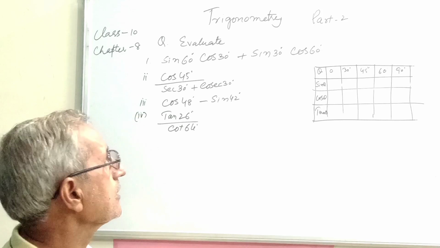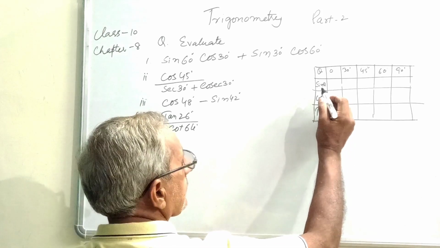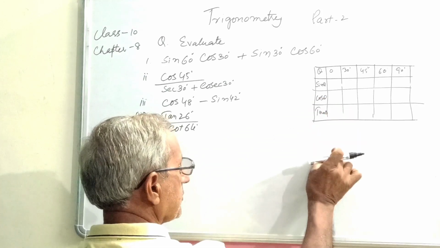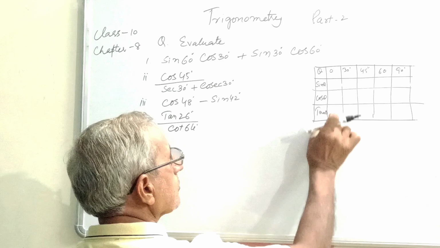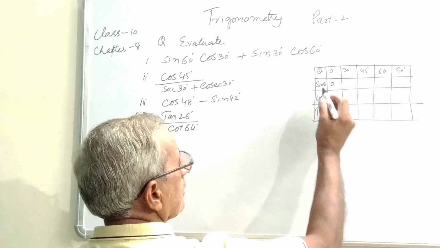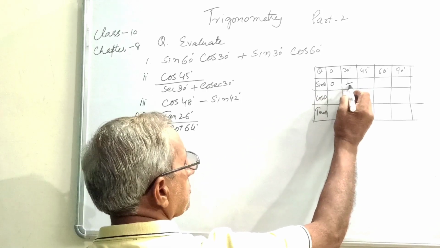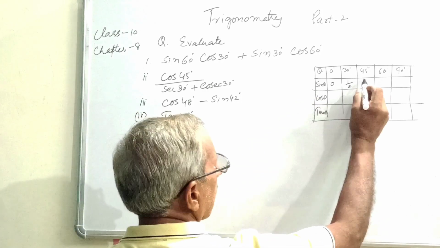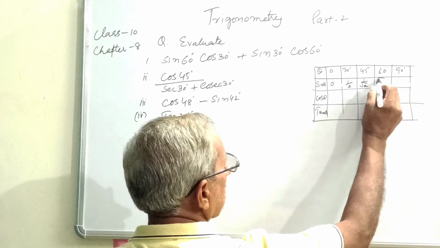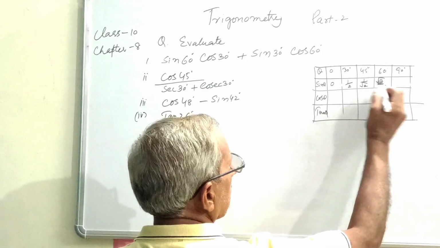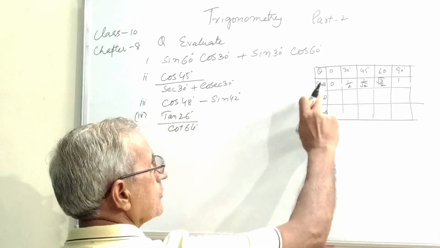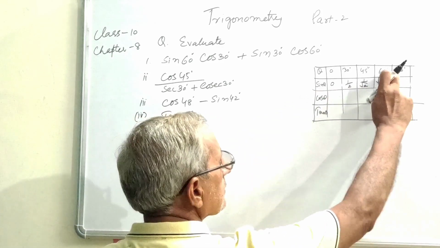The table has theta, sin theta, cos theta, tangent theta, and the other three ratios you can write below this. Sin 0 degree is 0, sin 30 degree is 1 upon 2, sin 45 is 1 upon under root 2, sin 60 degree is under root 3 upon 2, and sin 90 degree is 1.